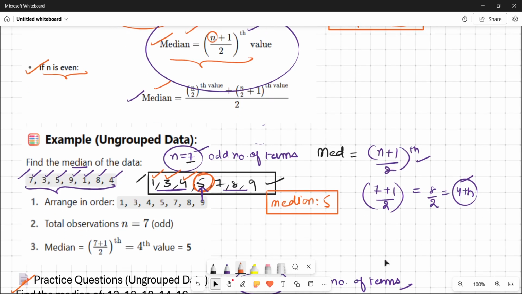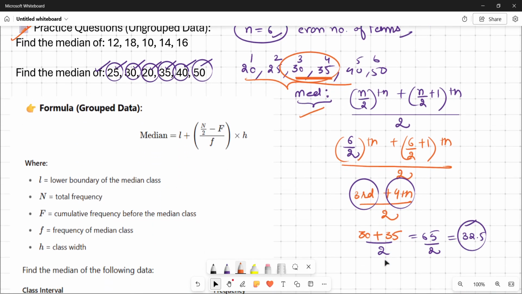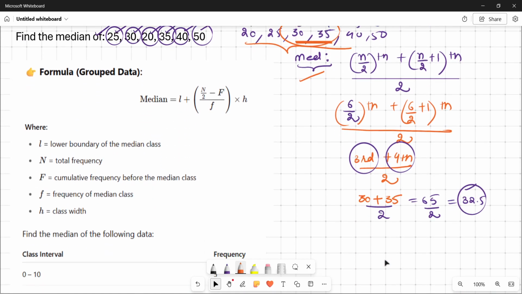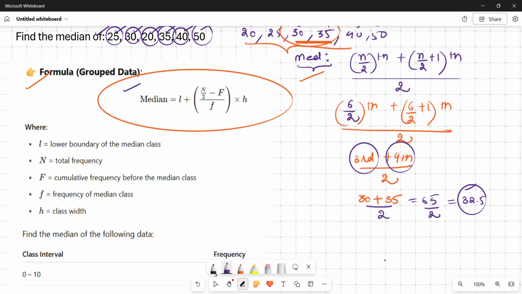If we have grouped data, meaning the data is in class format or equal class intervals, we will follow this formula. Now you will ask me, sir, what is this formula? It seems very tough. No, this formula is really very simple. Before making you understand these terms, let me directly move to the question. Then I will let you know the meaning of these terms: what is this L, this F, and the meaning of this H.